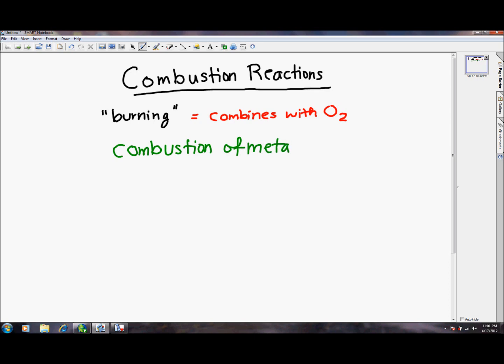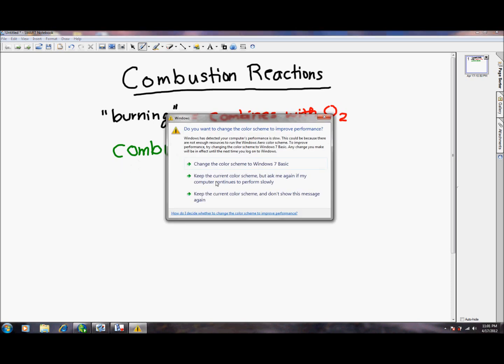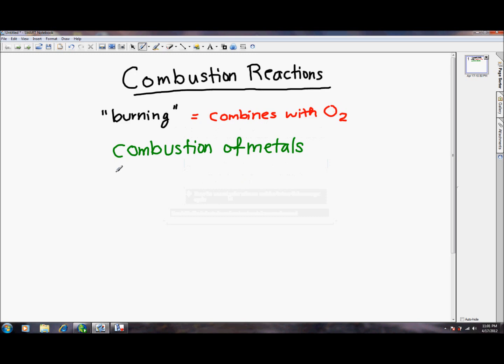Now, we don't usually think of metals as burning. However, some of you may be familiar with the magnesium flares. Those are the road flares that we use to signal if there's an accident. You'll see them burning on the side of the road. What's actually happening in that is that the element magnesium is actually burning, meaning that it's going to combine with oxygen gas.